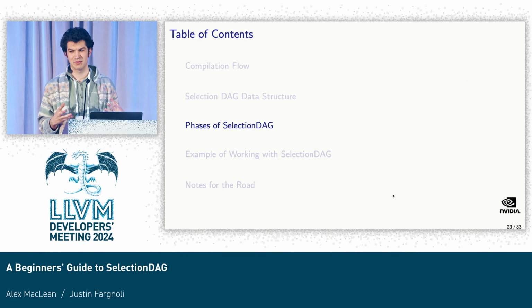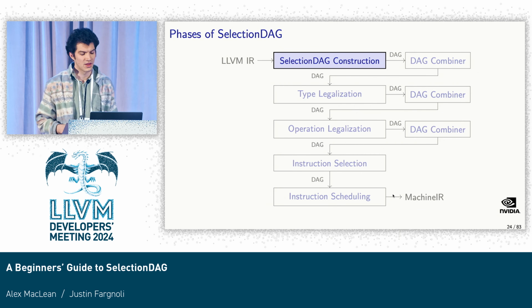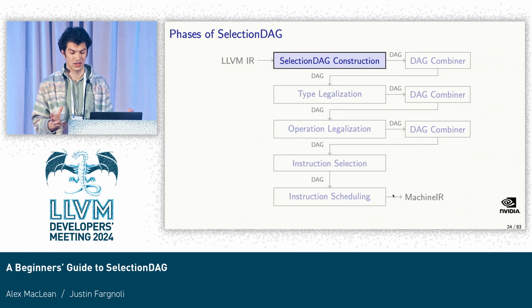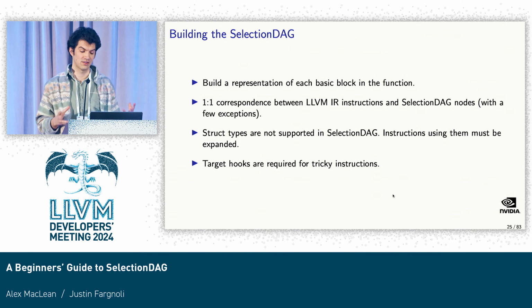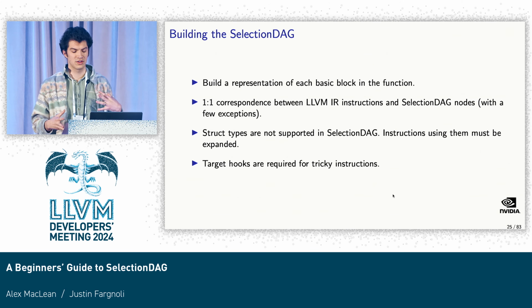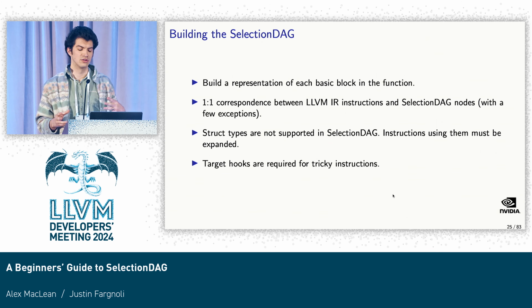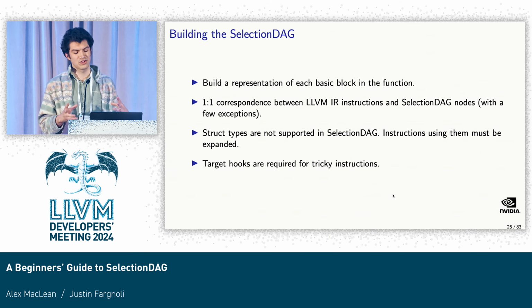All right, so now that we've talked about the SelectionDAG data structure, it's time to go through the phases of SelectionDAG. And the first of which is building a SelectionDAG. During this phase, we're going to build a representation of each basic block in the function as a SelectionDAG. For the most part, this is going to be largely one-to-one. So we're not going to do a lot of lowering to target-specific semantics. We're just going to take the LLVM IR values and produce the analogous SelectionDAG nodes.